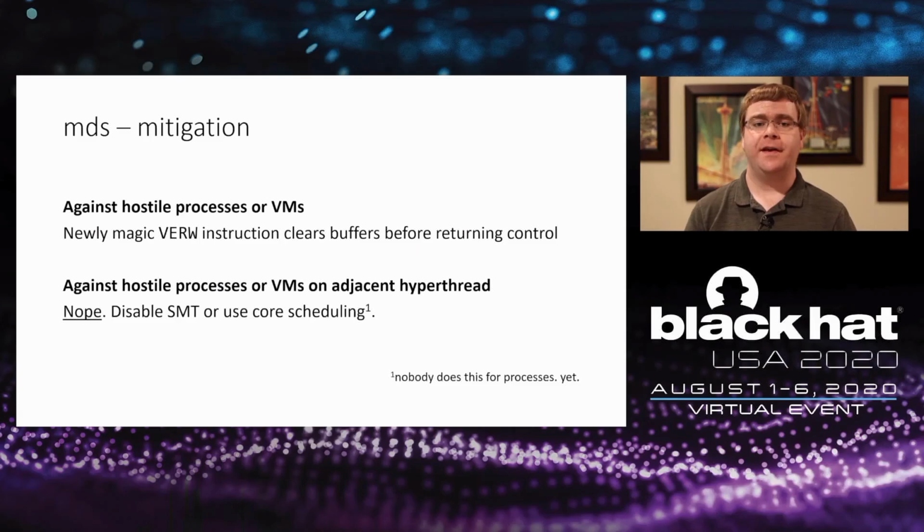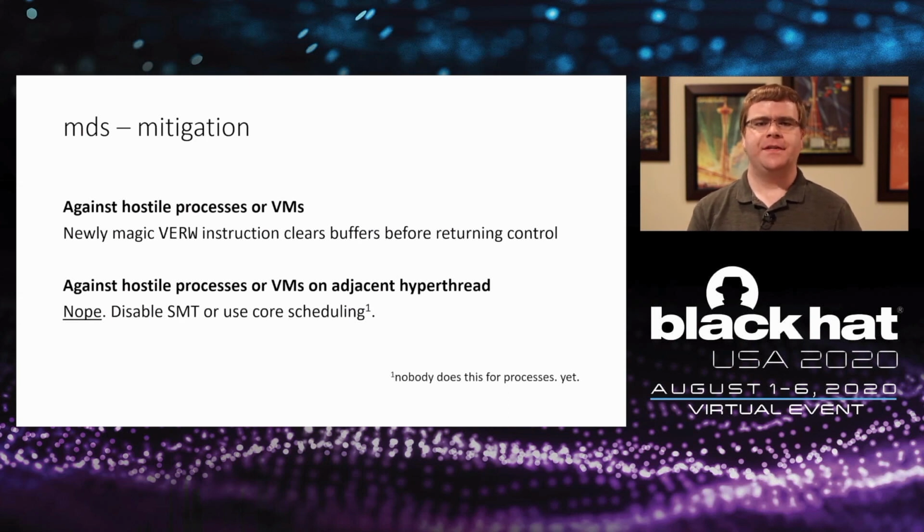Like with L1TF, the solution is a microcode update that gives us a new way to clear those buffers before we start running a new thread that might attack us. In this case, it's not a new MSR. Instead, Intel dusted off an old unused instruction and gave it brand new superpowers. VERW, which checks if a memory segment is writable, now clears all of the processor's temporary buffers.